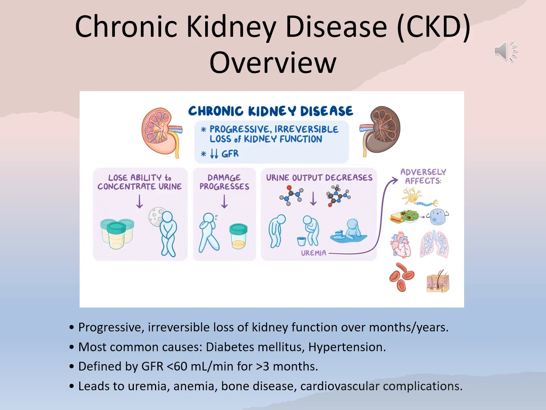Glomerulonephritis, which we're going to talk about later in this lecture, is an inflammation of those filtering units, and that can also cause chronic kidney disease. Prolonged obstruction, if we don't catch BPH or we don't catch kidney stones long term, those can also cause chronic kidney disease to occur as well.